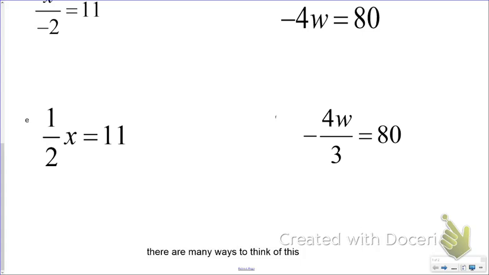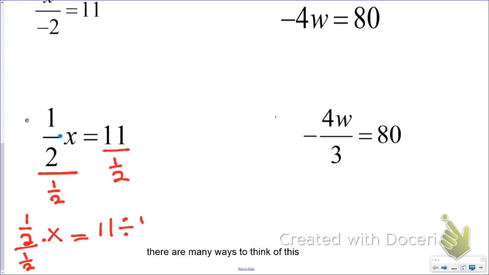Okay, so I will show you two different ways to think about this. The first way you can think about this is the idea that a number outside of a variable is multiplication. What's the inverse operation of multiplication? It's division. I could divide both sides by 1/2. So basically what I have here is I've got 1/2 divided by 1/2 multiplied by x, right? And that equals 11 divided by 1/2 here.